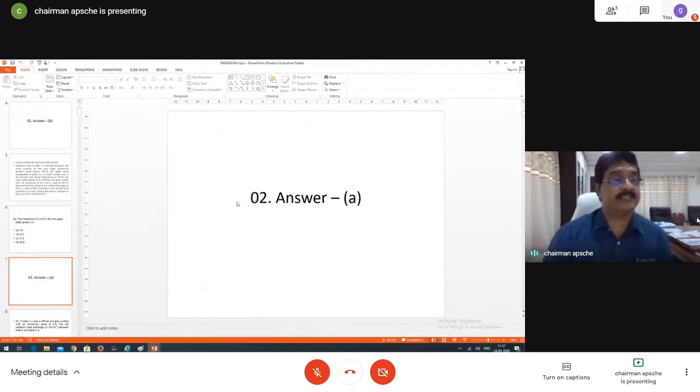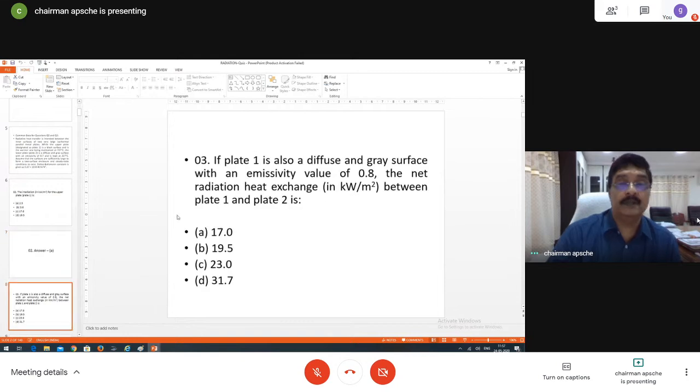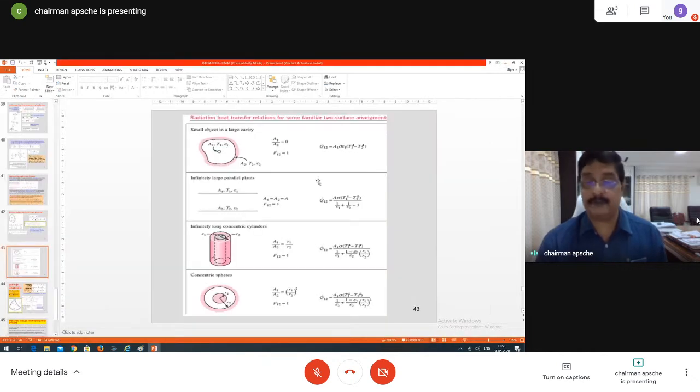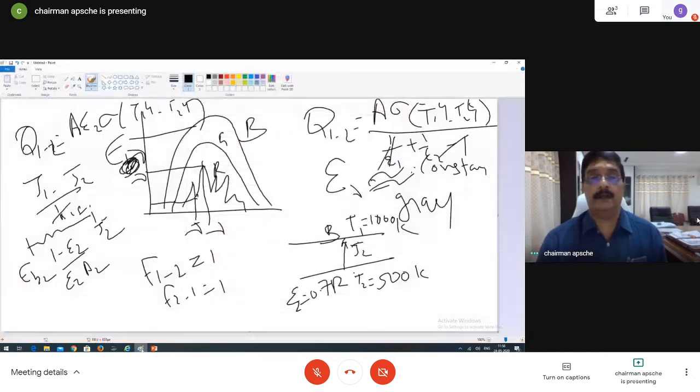You can just perform the calculation in kilowatts per meter square. Maybe you get 2500, and since it was given in kilowatts, 2.5. If plate 1 is also a diffuse gray surface with an emissivity value of 0.8, the net radiation heat exchange between plate 1 and 2. Plate 1 is not a black plate, it has emissivity below 1.